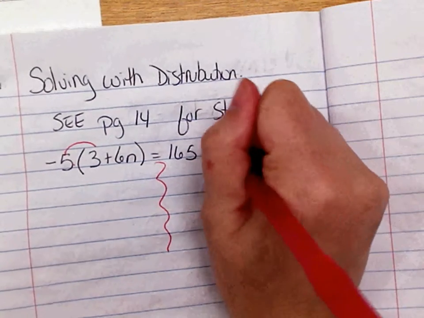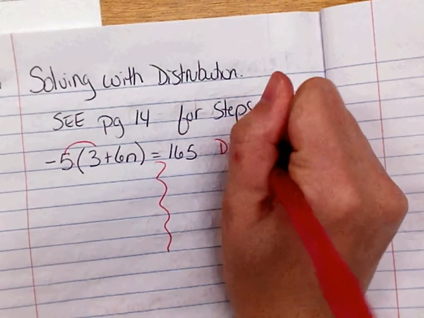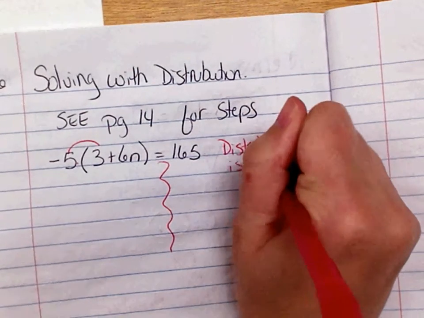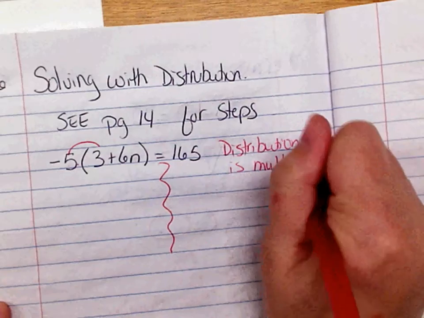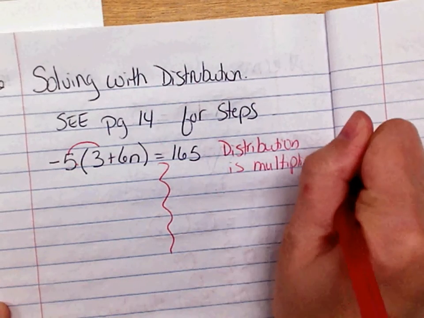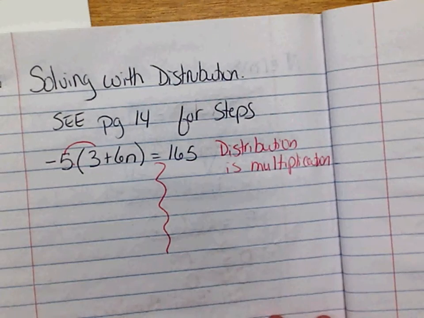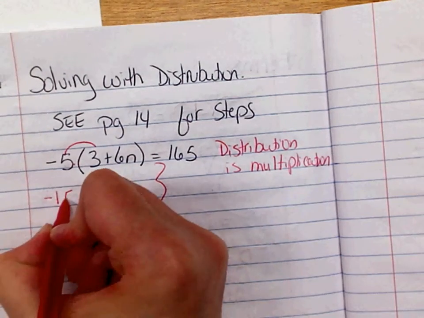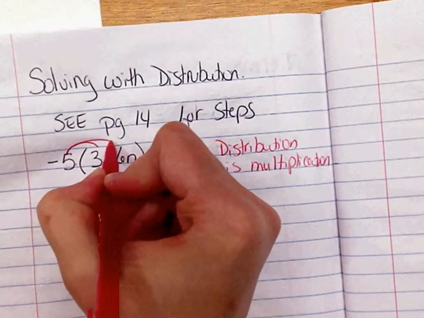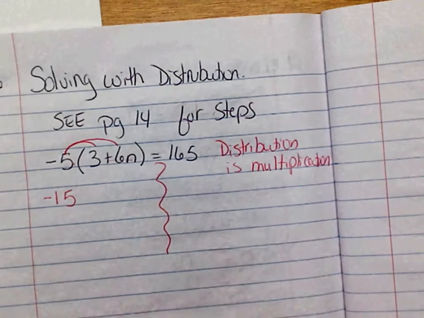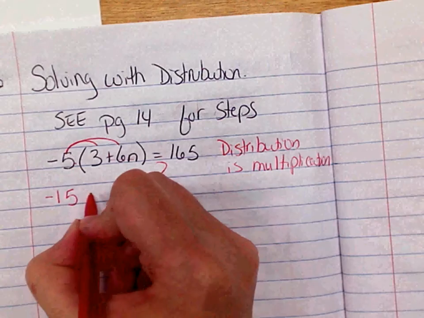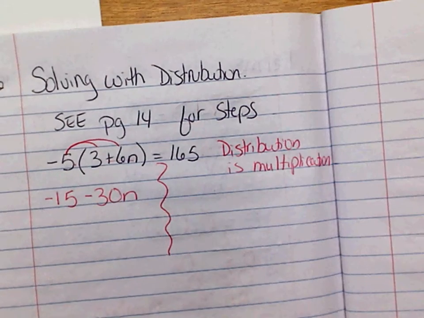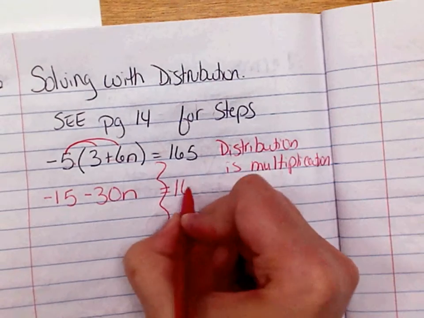So I'm going to put distribution is multiplication. Okay, distribution is multiplication. You need to know that. So -5 times 3 is -15. -5 times 6n is -30n. Okay, and it equals 165.